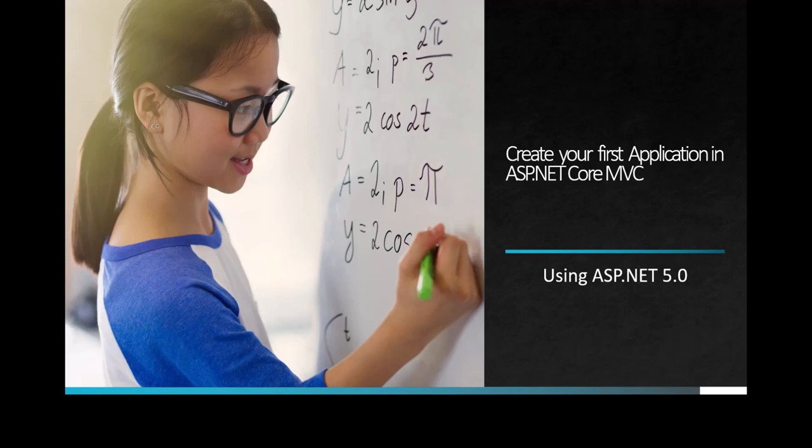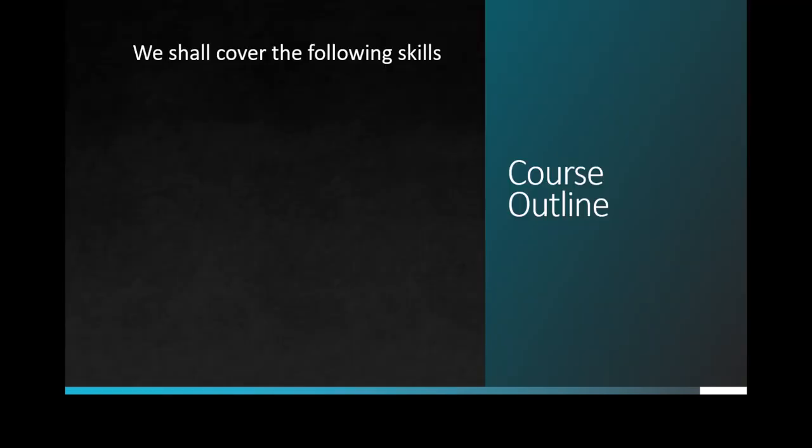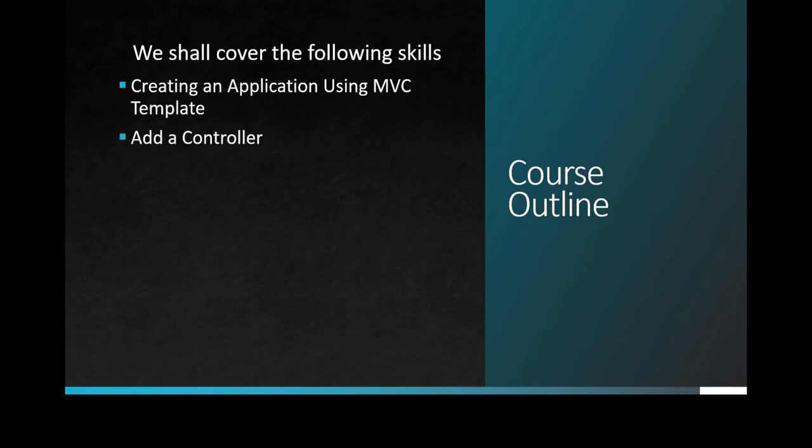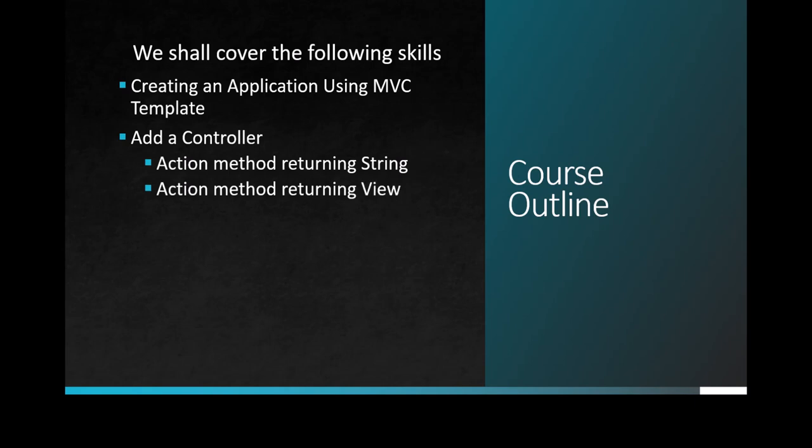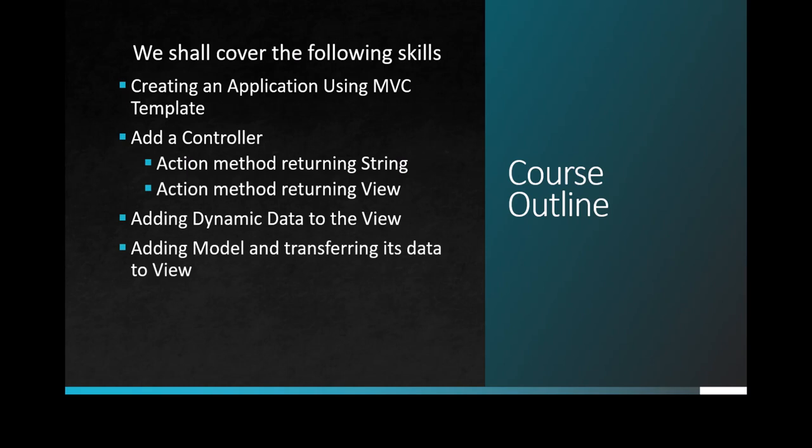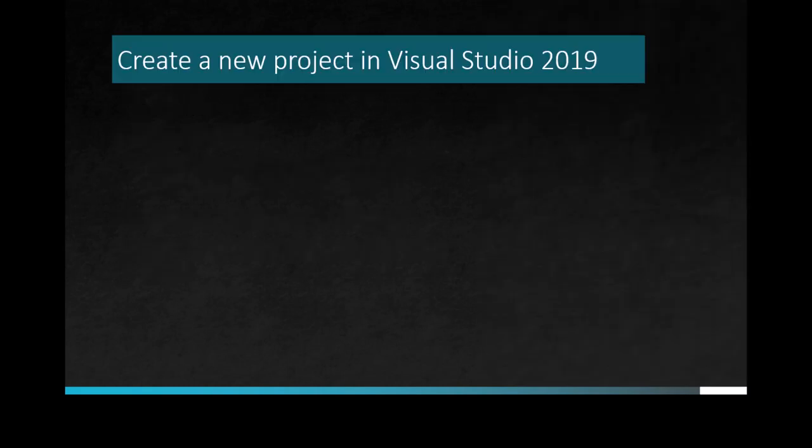So I have translated the entire blog articles from ASP.NET Core 3.1 to ASP.NET 5. So we shall cover the following skills: creating an application using MVC template, add a controller, action method returning string, and action method returning view, and adding dynamic data to the view, adding model and transferring its data to the view. And first of all, we'll start with creating the new project in Visual Studio 2019. So accordingly, we'll switch over to Visual Studio 2019 now.